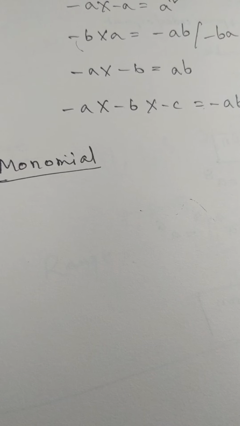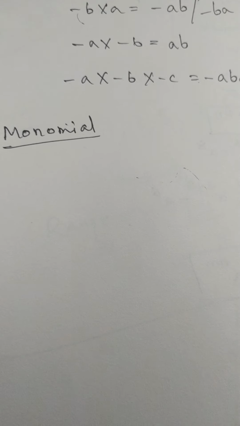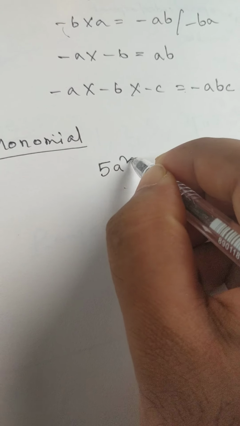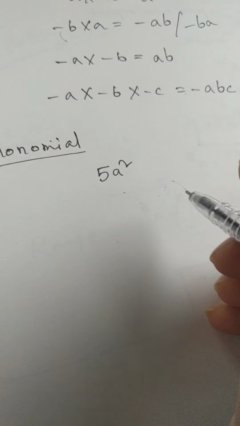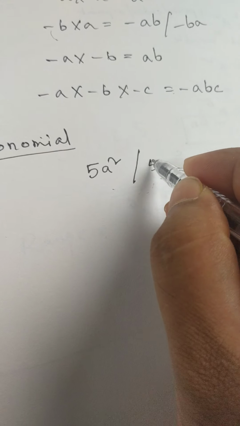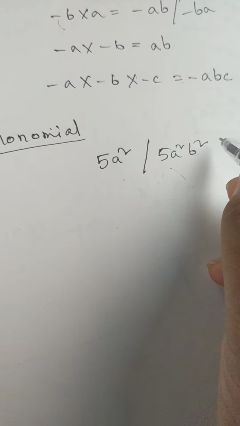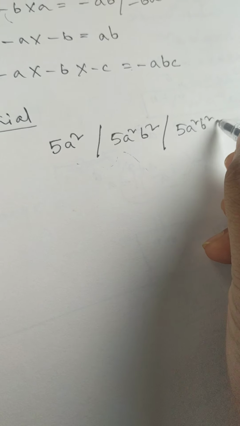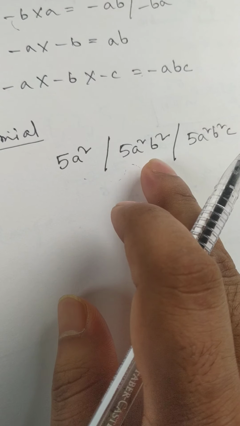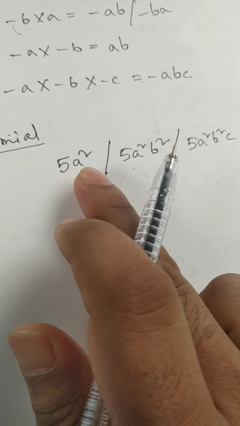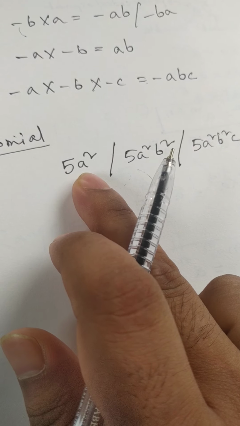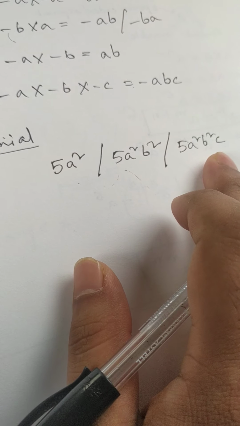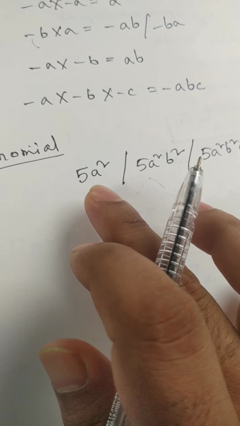So first of all, what do you understand by monomial? Monomial means if you write a single expression like this, or like this, or like this as well, you can have multiple variables together. For example, this one has only one variable, this expression has two variables, this expression has three variables, right?